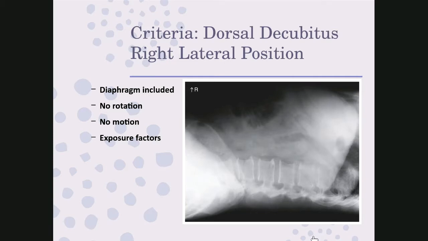There should be no rotation, no motion, and you can look in the spine and tell that there's no motion, no rotation because the posterior ribs are right on top of each other. And the exposure factors look acceptable, which was probably 80 kVp at 25 mAs. Okay, you can see some air in the intestines here, a little bit here, but otherwise that looks really good.